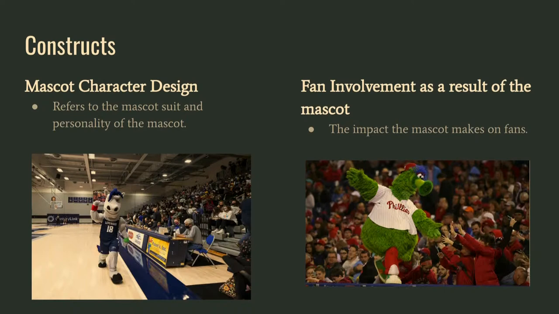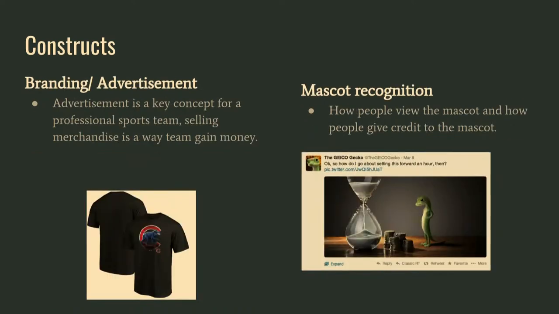So my next two constructs are branding and advertising. Branding is a construct because it is a key concept of professional sports teams and selling merchandise. Basically, sports teams gain money and revenue off of the logo, and based off of what they see. So if a sports fan likes the mascot, they're going to say, hey, I want this shirt with the Chicago Cubs. And then mascot recognition.